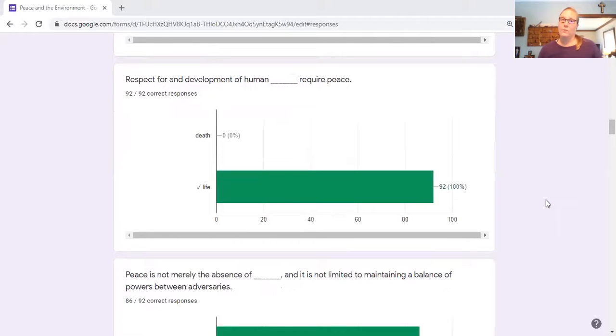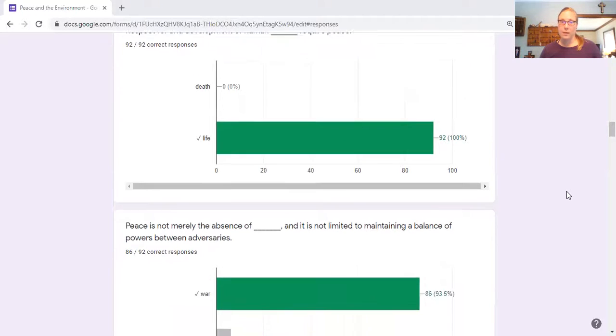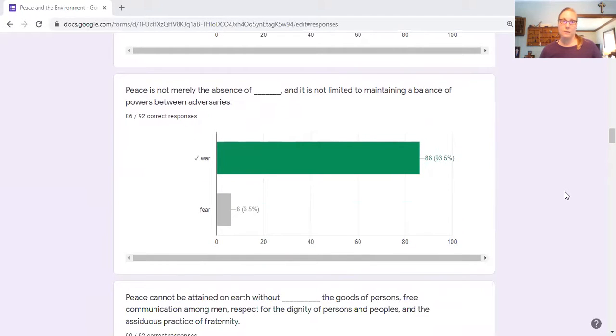All right, next we kind of move into peace, the idea of what peace really is. So respect for and development of human life requires peace. So let's look at what this definition of peace is. Peace is not merely the absence of war, was the answer here.